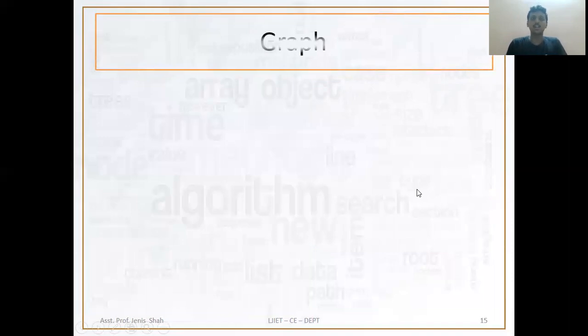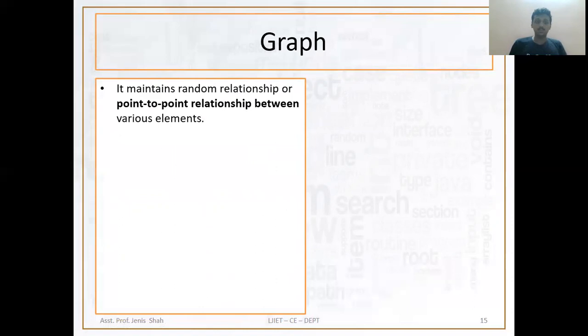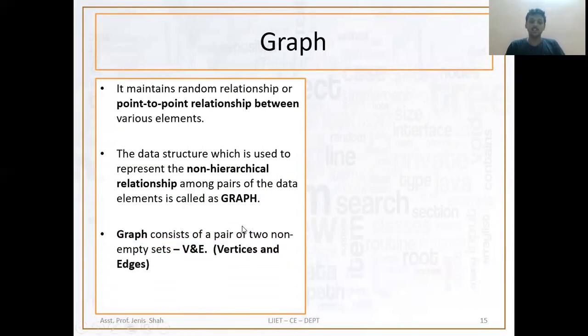Okay, next one and last one is graph. So a graph shows the point-to-point relationship between elements. It is the structure which is used to represent non-hierarchical relationships. It is non-linear and shows non-hierarchical relationships among elements. Graph G contains a pair of two non-empty sets. V stands for vertices, E stands for edges. So what do you mean by vertices and edges?